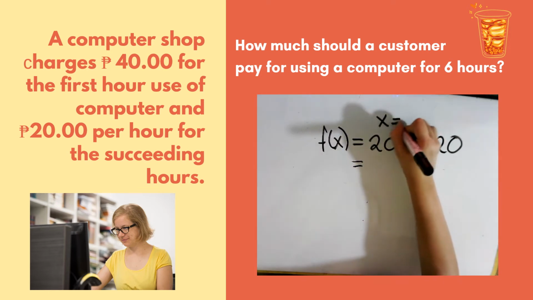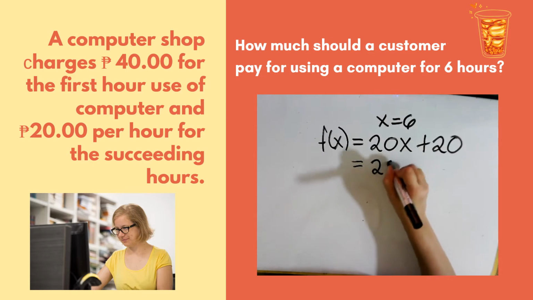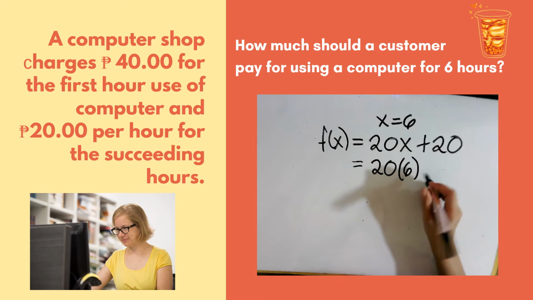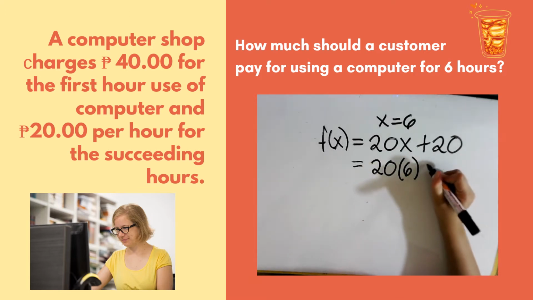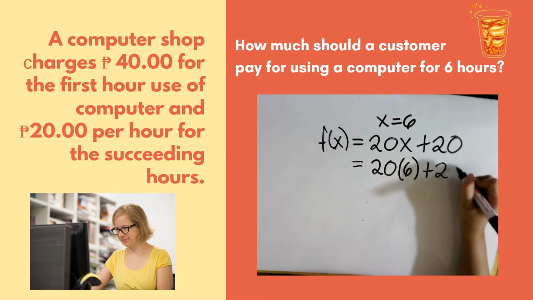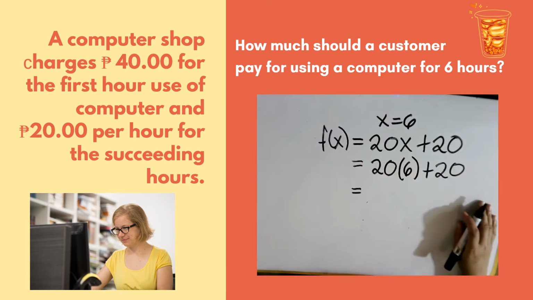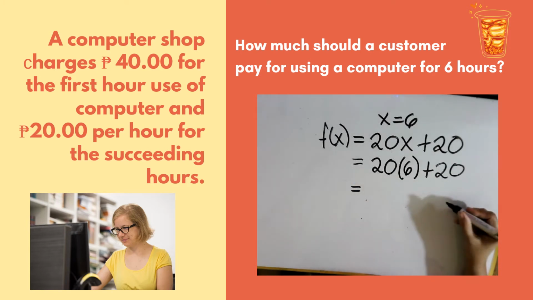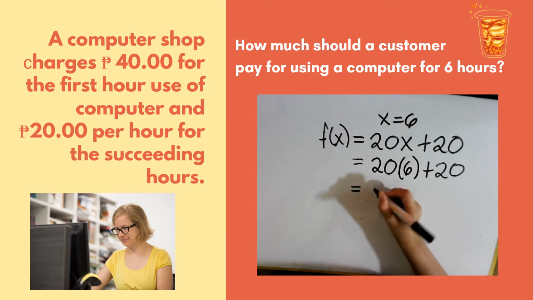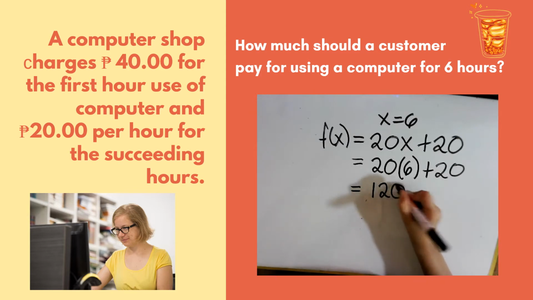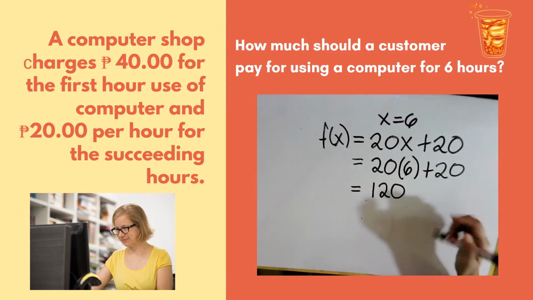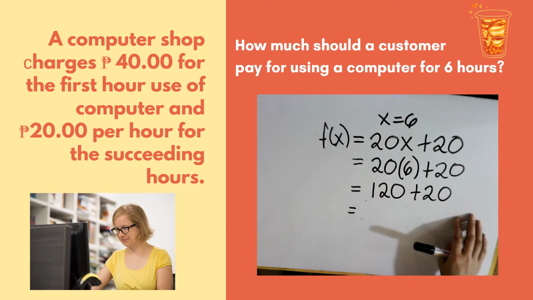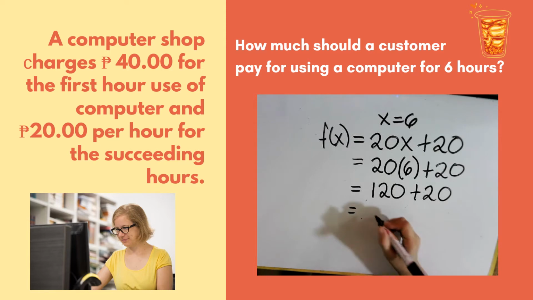So, our x is 6. So, 20, and then replace x by 6. Of course, it should be written inside the parentheses. And then, copy plus 20. Next step here is to multiply 20 and 6. So, 20 times 6 is equal to 120. And then, copy plus 20. And finally, we are going to add 120 and 20.